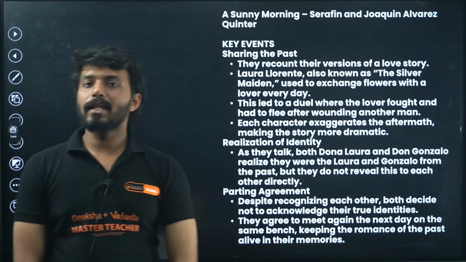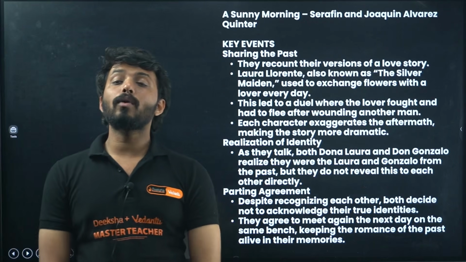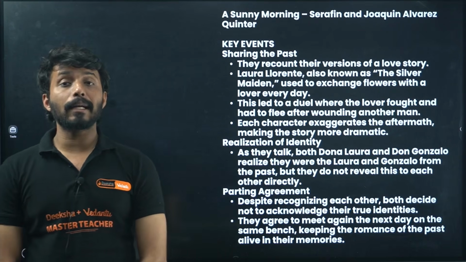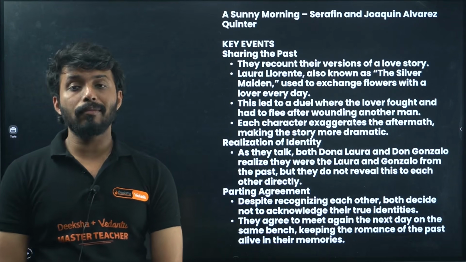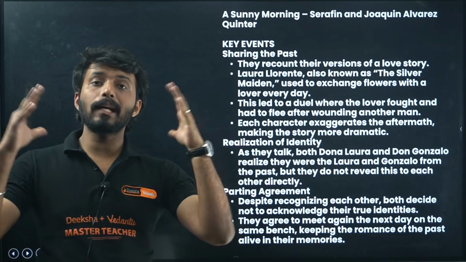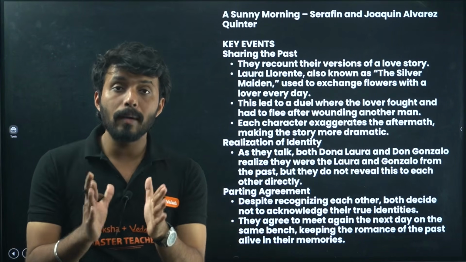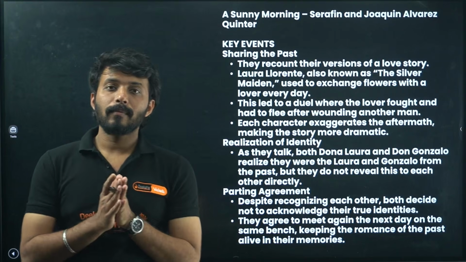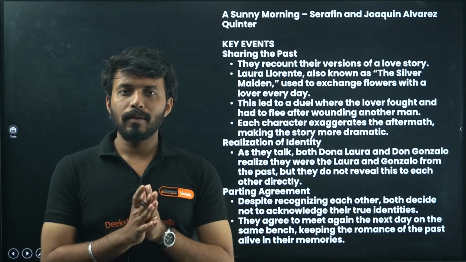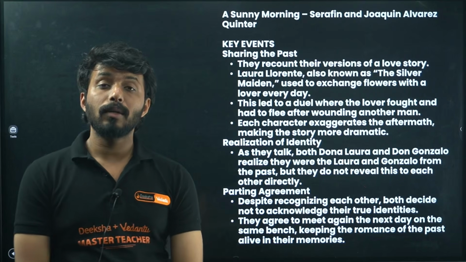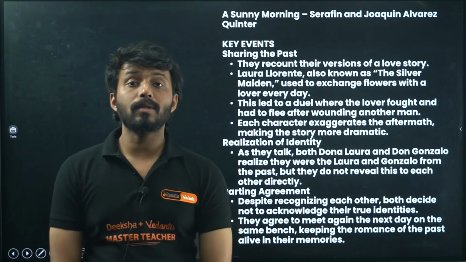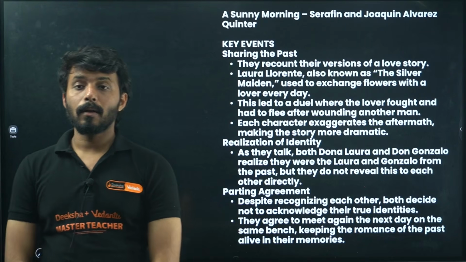So they have shared pasts. They recount their versions of a love story. Laura Lorente, also known as the Silver Maiden, used to exchange flowers with a lover every day. This was a very beautiful love story. It was building into a very beautiful love story until one point, the point of conflict, like in the love stories in the movies that you see. There will always be a villain, right? In the same way, there was a villain in this story too, the villain that brought this blooming love story to a close. It was the wealthy merchant.